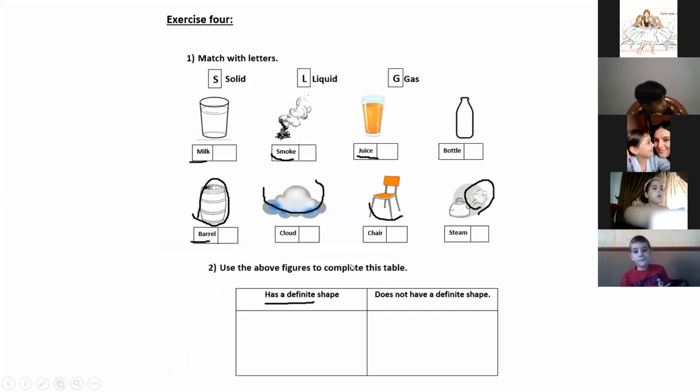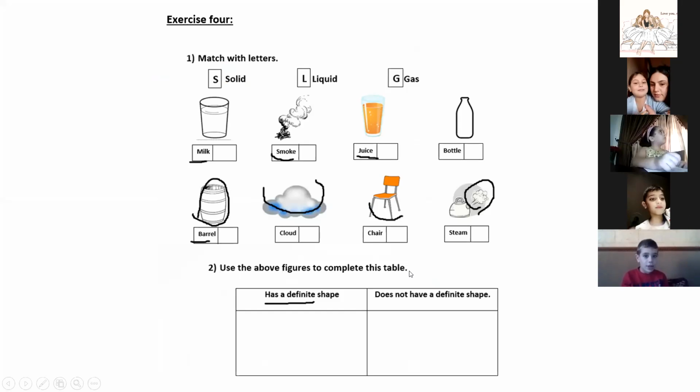Now here, we have to match with the letters. We all know the three states of matter. Mahmoud Nasrallah, what are the three states of matter? Okay. Ali Badawi, what are the three states of matter? Okay, Safiq.